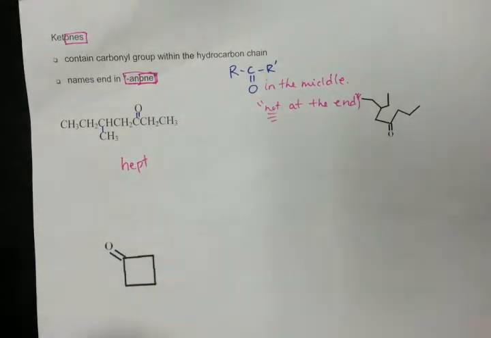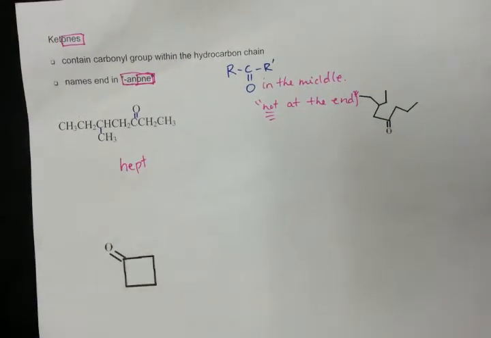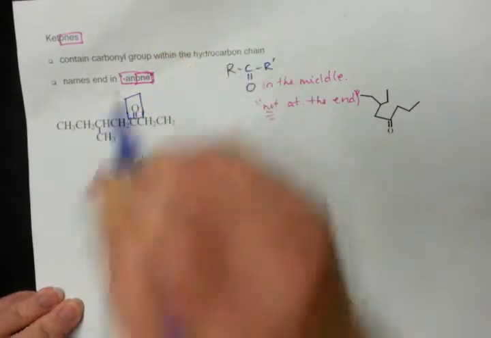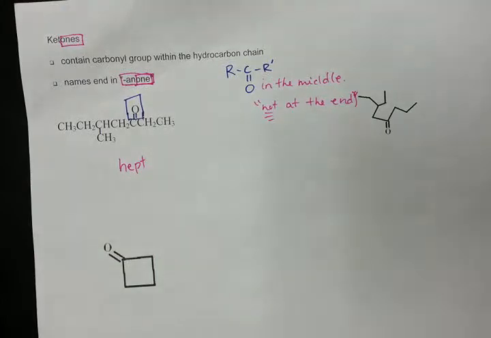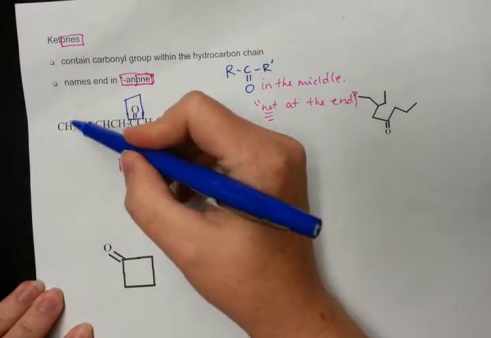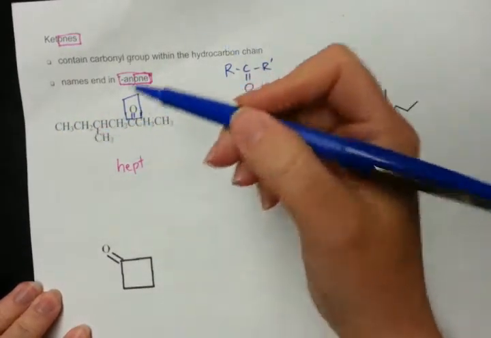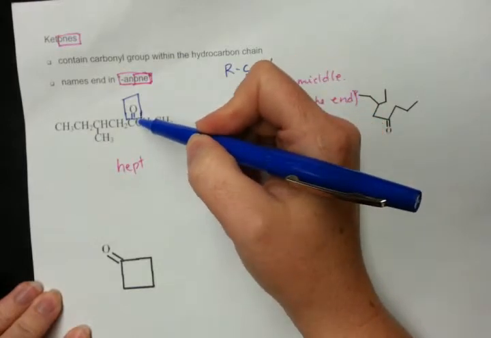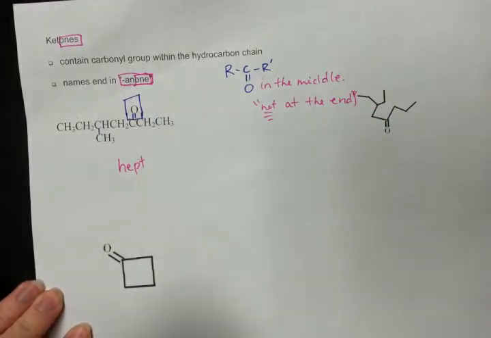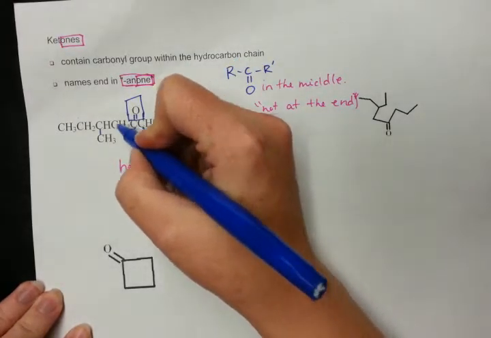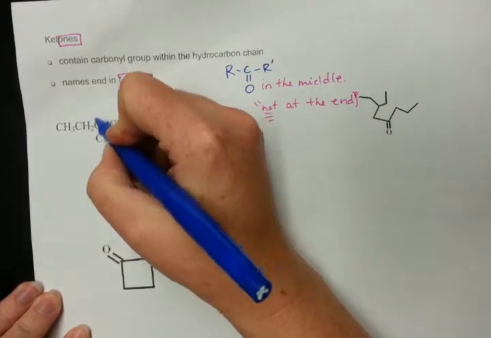Now in this case, I do need to number so that the interesting part of the molecule, our double bond to an oxygen, the carbonyl group, is the lowest possible number. So there are two ways I can number this. I can go 1, 2, 3, 4, 5, or I can go in the reverse direction, 1, 2, 3. As 3 is the lower number, we will number this chain from right to left.